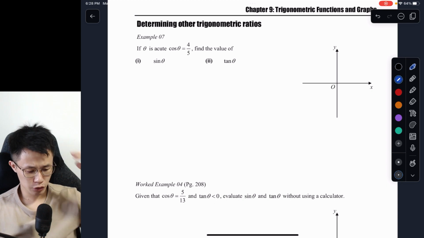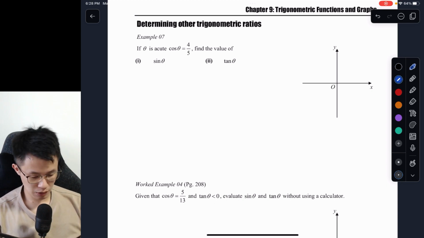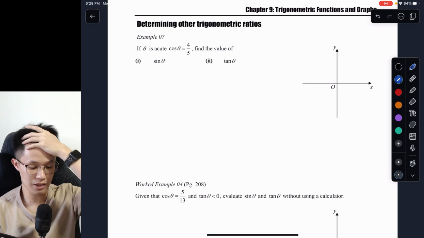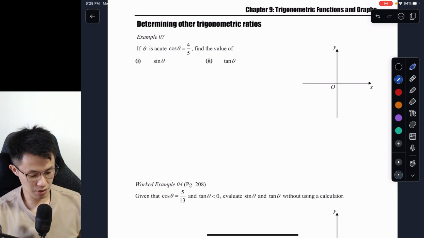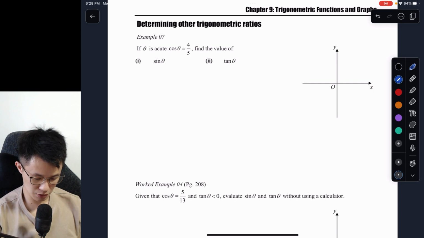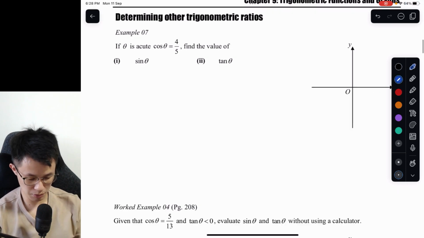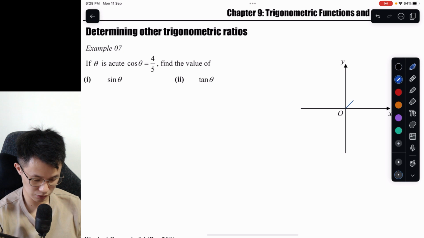Okay, so I'm going to go through two examples here. So what if I don't give you anything and I just give you a question where it says that theta is an acute angle and cosine theta is 4 over 5. We want to find the value of sine theta. So we know theta is acute. So if theta is acute, we can assume here that theta lies in the first quadrant.